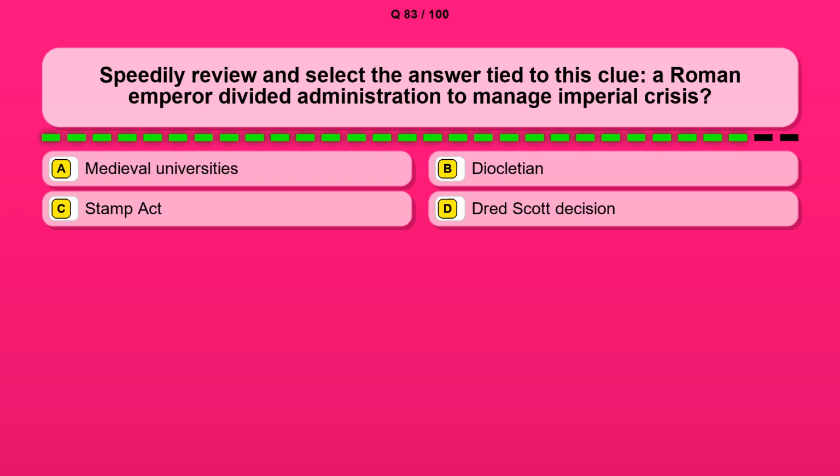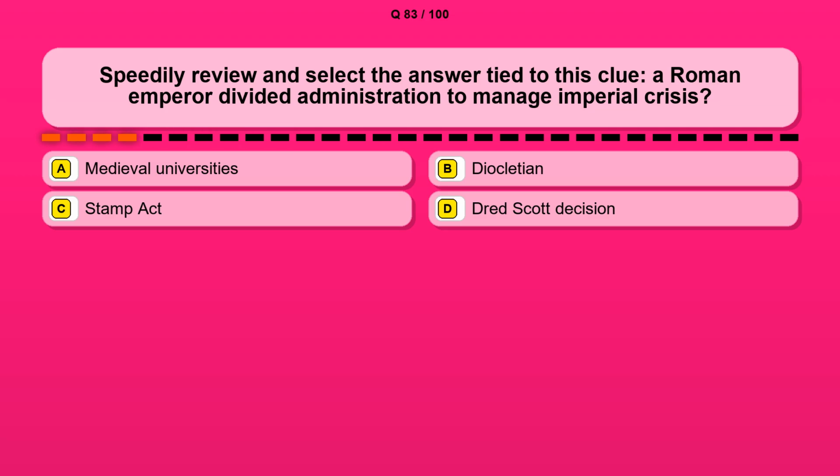Question 83. Speedily review and select the answer tied to this clue. A Roman emperor divided administration to manage imperial crisis. Option A, medieval universities. Option B, Diocletian. Option C, Stamp Act. Option D, Dred Scott decision.